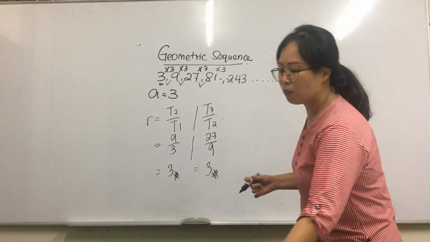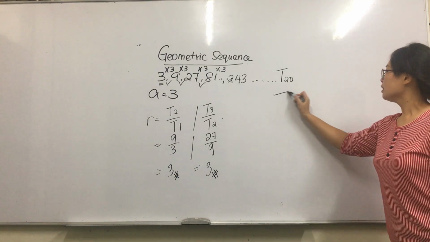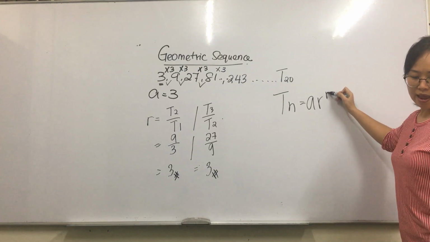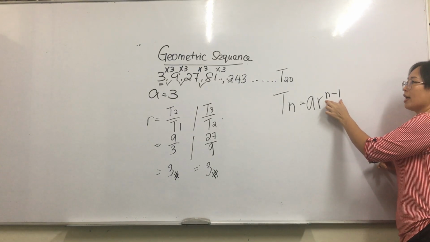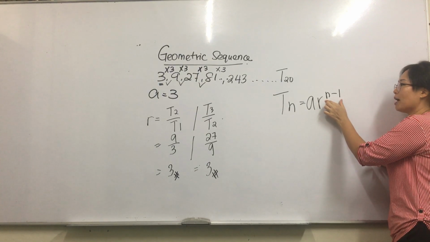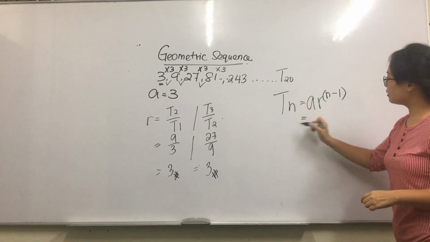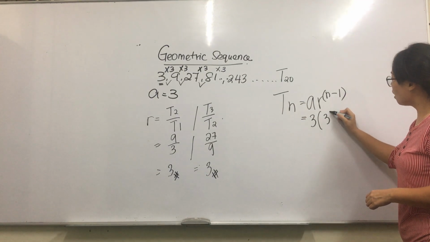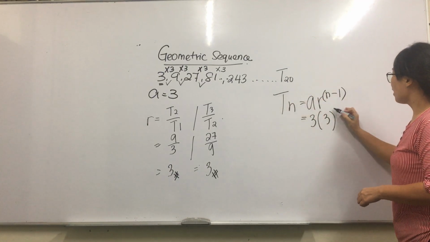So we have the formula for geometric sequence. The nth term, Tn equals A R to the power of n minus 1. Kuasa n minus 1. Power of n minus 1. So your A here is actually your 3. Your R here is actually your 3 as well. And you want to find the 20th term, right?